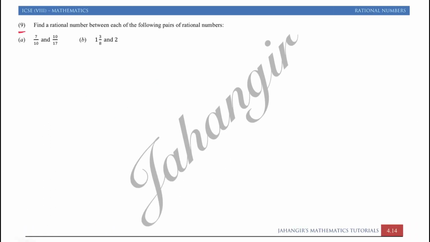Question number 9 में we have to find the rational number between each of the following pairs of numbers. Means first question is 7 by 10 and 10 by 17. You have to put only one rational number between these two rational numbers.